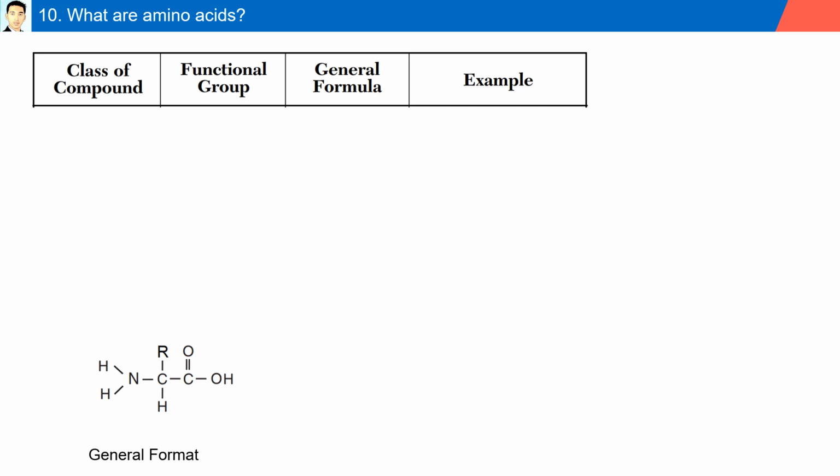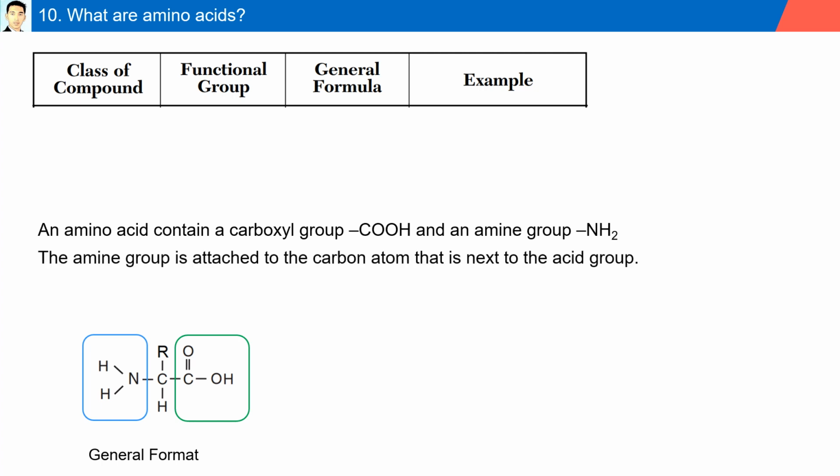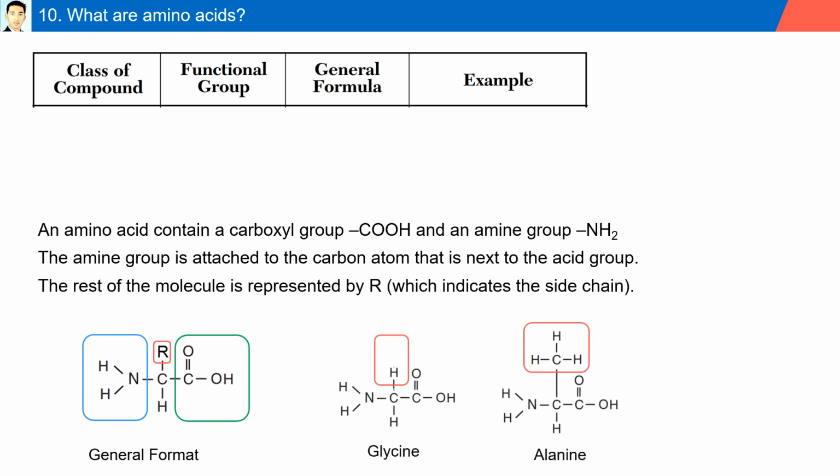What are amino acids? An amino acid contains a carboxyl group, COOH, and an amine group, NH2. The amine group is attached to the carbon atom that is right next to the acid group. The rest of the molecule can be represented by R, which indicates the side chain. In these examples, R is H to represent glycine and R is CH3 to represent alanine.